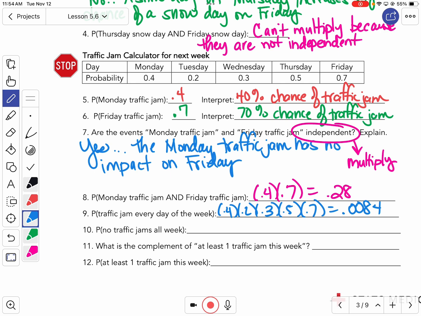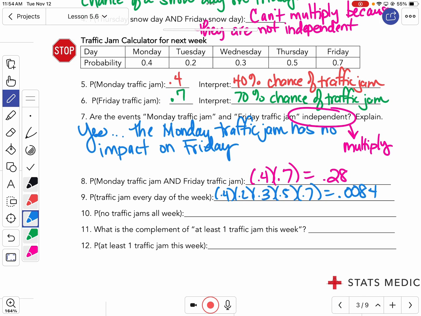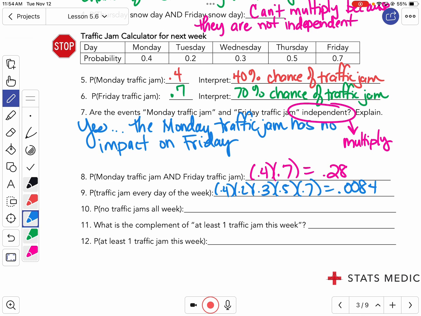Now, this one's interesting, number 10, because we've got this chart here. All that it tells me is about how I might have a traffic jam. But we want to find the probability that I would have no traffic jams. Okay, so let's think about that. If on Monday it's 0.4 that I will, what would be the probability that I wouldn't on Monday? 0.6. Okay, if the probability on Tuesday is 0.2 that I will, what would be the probability that I won't? 0.8. How are you getting that, by the way? Subtracting it from 1.